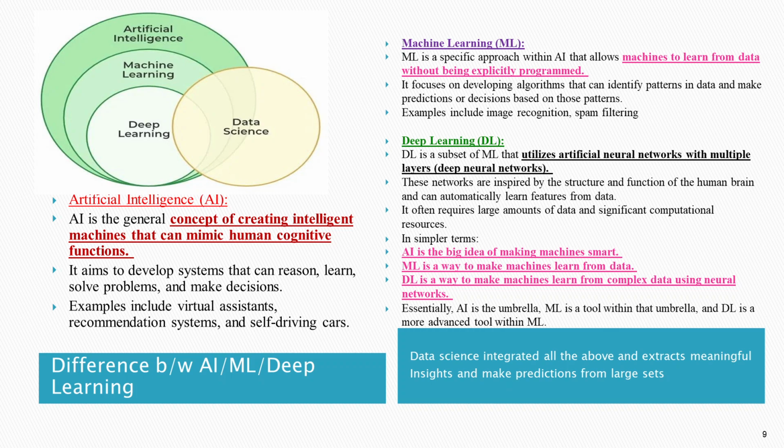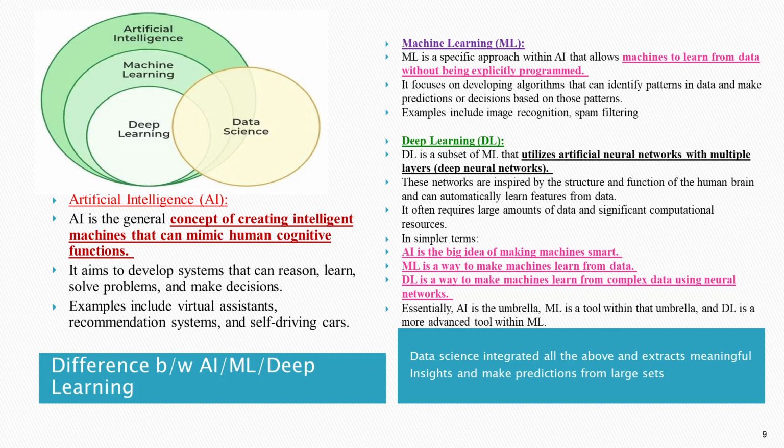Now, what is ML? ML is a specific approach that has model logic built in without being explicitly programmed. I already told you the difference between coding and machine learning. In coding, we give the input data and the code, and the output is the result. Whereas in machine learning, you give the input and the output also, but you are going to develop that program.